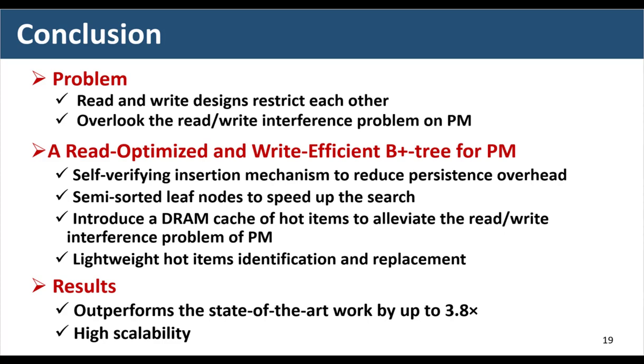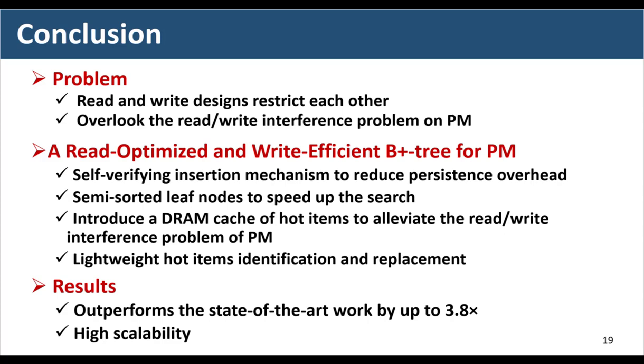In this paper, we analyzed the existing PM-based B+ trees. We find that their read and write designs restrict each other and overlook the read and write interference problem on PM. As a result, these works cannot offer higher performance for both read and write operations. We propose our ROWE-tree, a read-optimized and write-efficient B+ tree for persistent memory. Our ROWE-tree consists of the ROWE-tree and the R table.